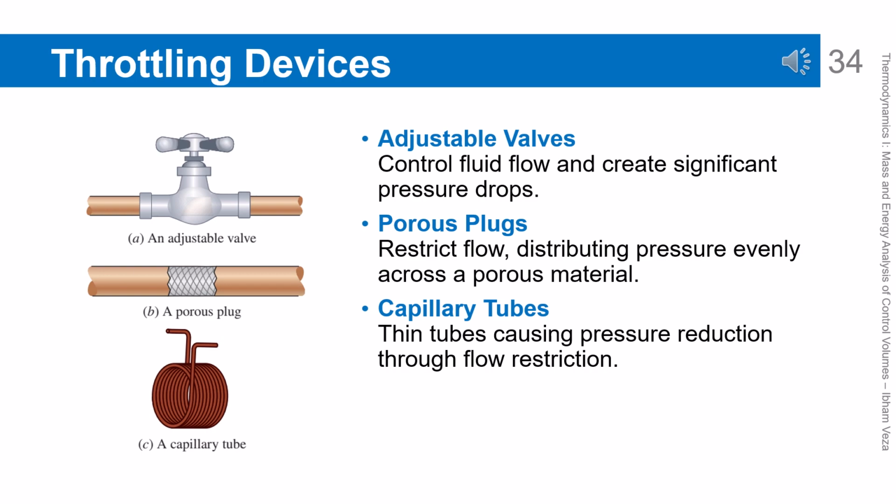Valves, porous plugs, and capillary tubes are common examples of such devices. This process usually produces no work and involves no significant heat transfer. The main effect of throttling is a pressure drop without mechanical energy change. These devices are very important in refrigeration and cooling systems.